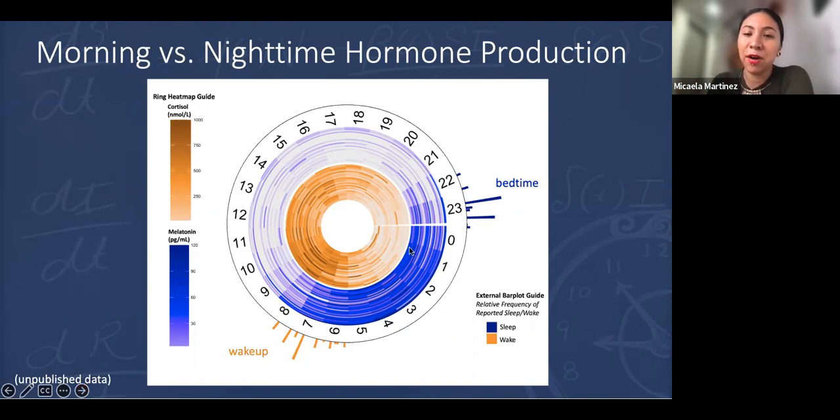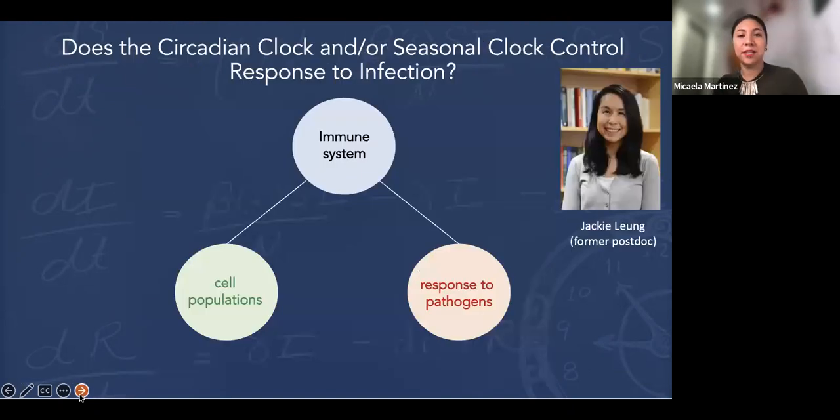And if we put our melatonin and cortisol data in a 24-hour ring, what we can see in dark blue is the time of day where we have high melatonin production. So we see that around 1 a.m. until about 6 in the morning is when we had very high melatonin production. And then for cortisol, cortisol starts kicking off around 7 a.m. and stays fairly high until about noon. And so we have that switch-off between nighttime and daytime hormones.